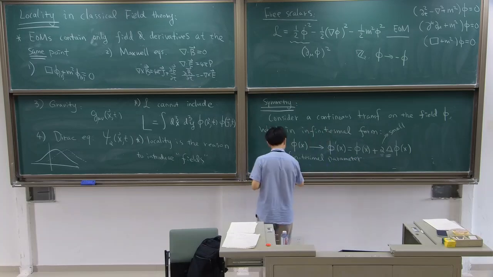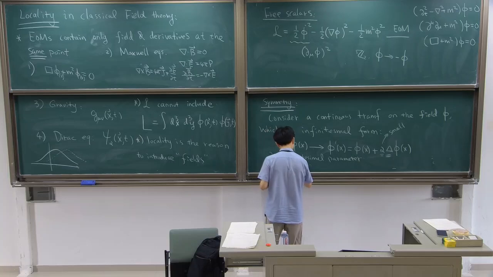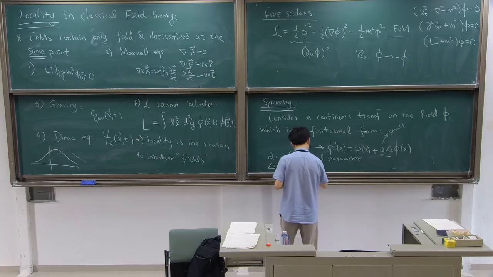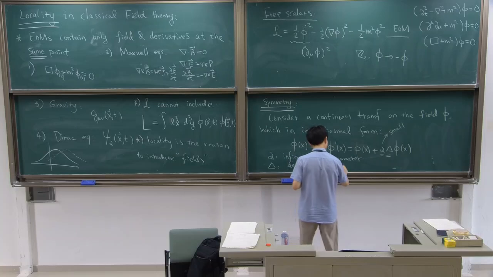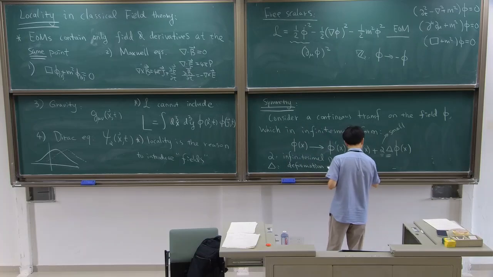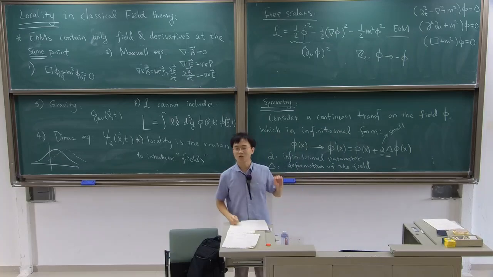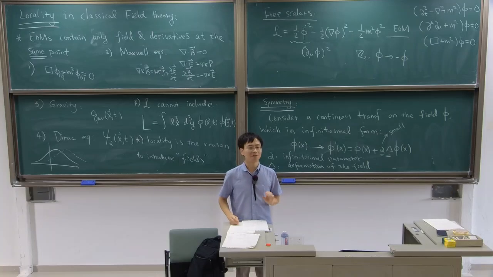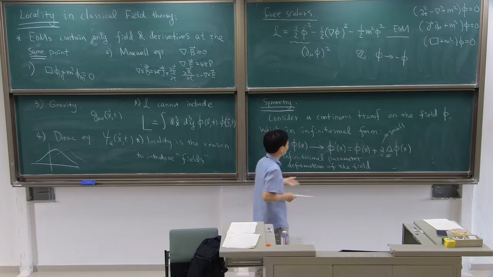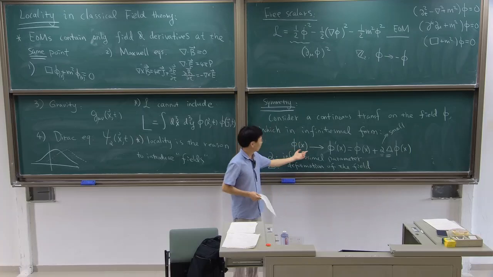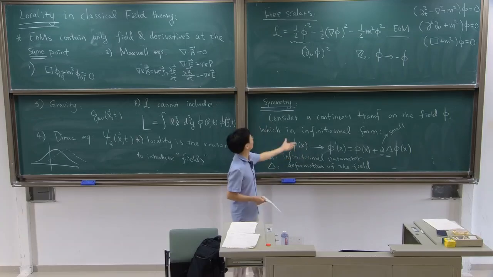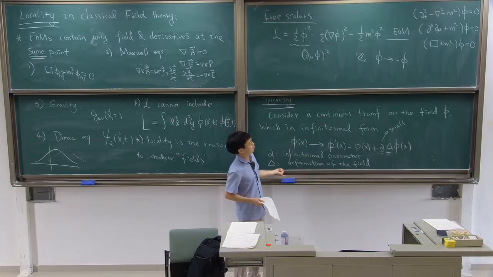This looks a little bit abstract. We will come to a concrete example very soon, and then we will have a better understanding. Now, this is only about a small, infinitesimal change or transformation of this field phi. It's not yet enough to define the symmetry.